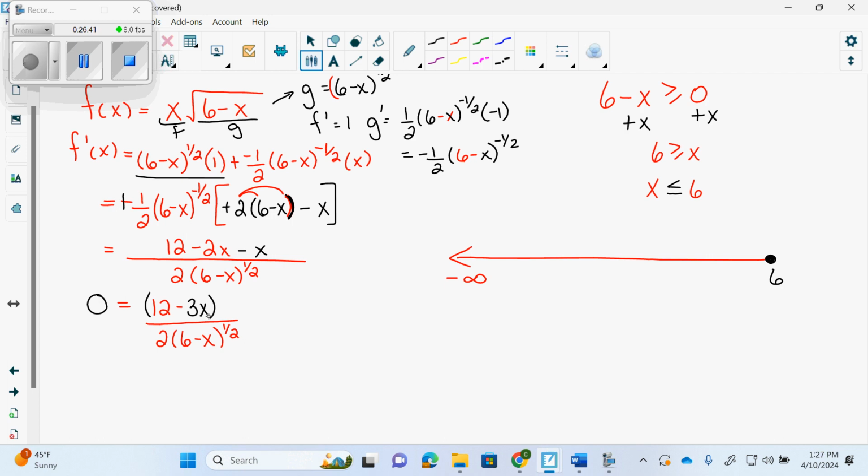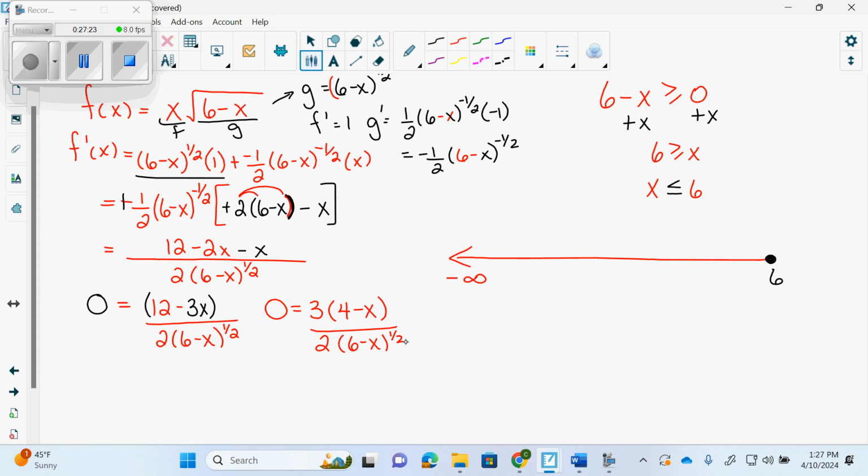All right. So, in the top, we can take out a 3 and we'd be left with 4 minus x. The bottom we have a 2 and a 6 minus x to the half. I just GCF to 3x, right? If you don't GCF a 3 out, will you get the same answer if you set it equal to 0 and solve? Yes. So it's not a big deal. You could take the 12 minus 3x, set it equal to 0, and you'll still get the same answer, which is 4. Okay?